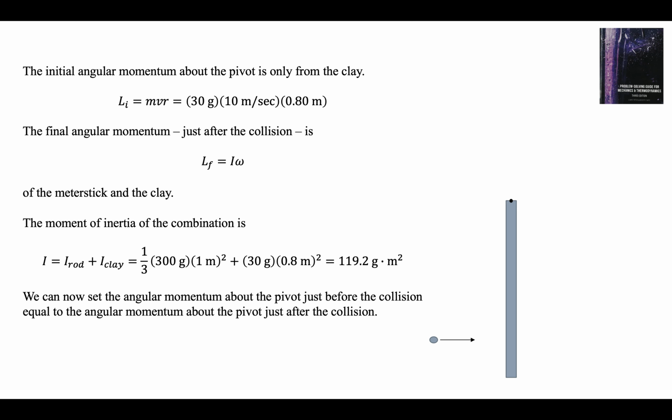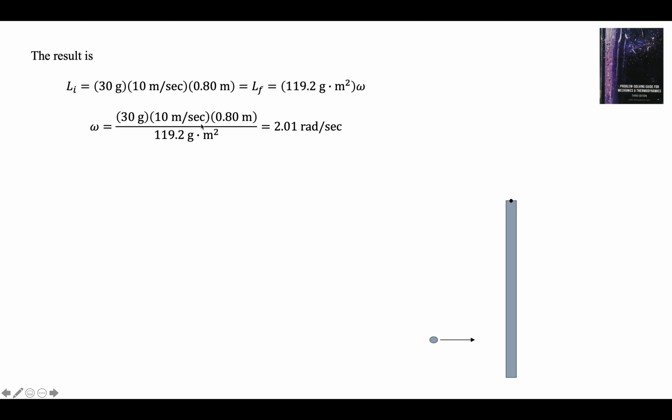We can now set the initial angular momentum here equal to the final angular momentum and calculate omega just after the collision. So that's the initial, that's the final. Divide by 119.2 grams meters squared, and we get 2.01 radians per second. Now let's put in the final snapshot. So the clay hits, this thing takes off with an angular velocity of 2.01 radians per second.